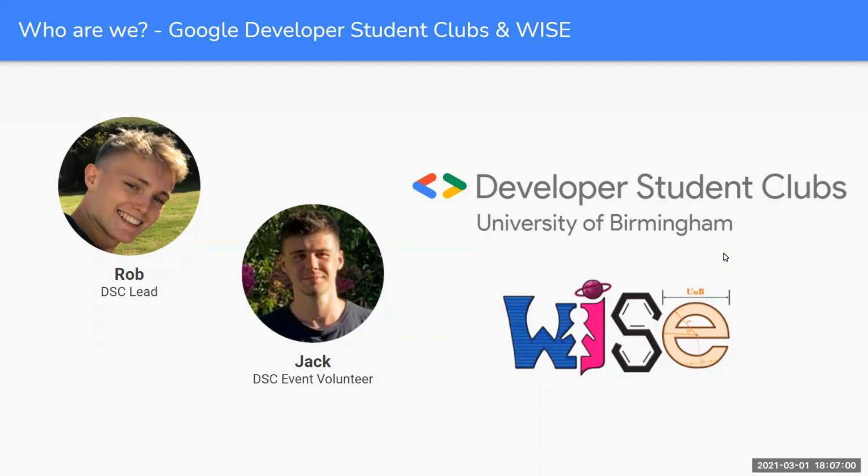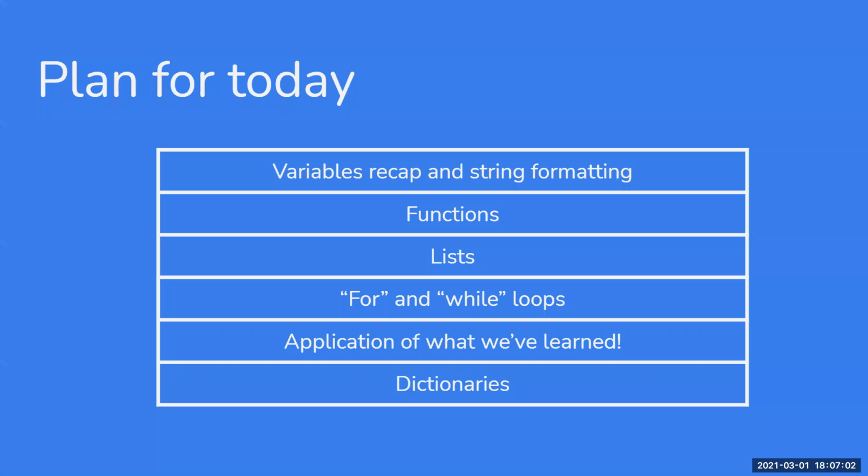So yeah, the contents for today, as Rob briefly said before we started, we're doing a quick recap on variables. We'll do some string formatting. We'll also cover functions, lists, for and while loops. We'll apply what we've learned in a simple program, and then if we've got time, we'll cover dictionaries as well. So yeah, awesome.